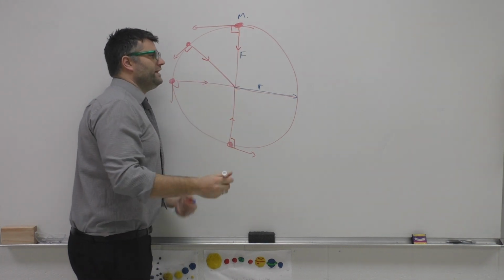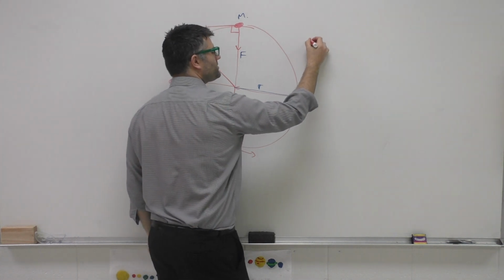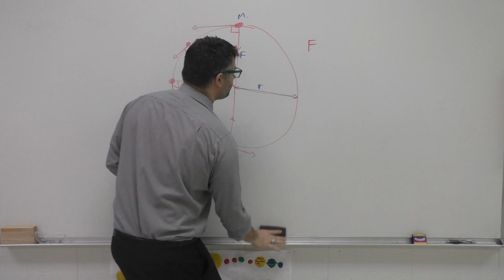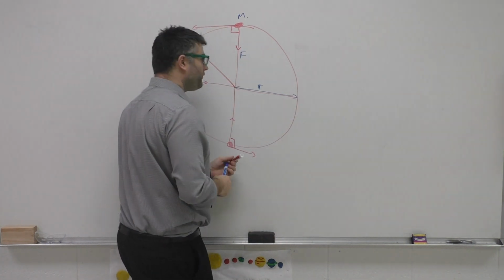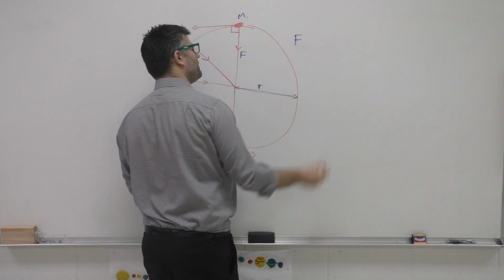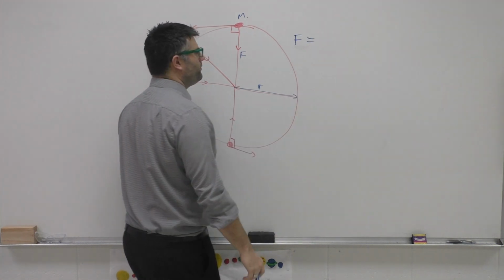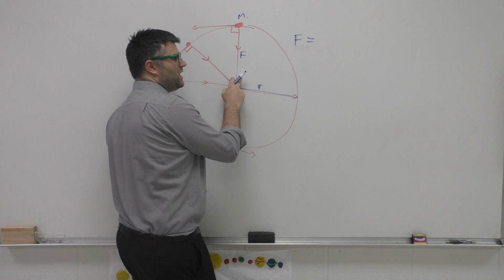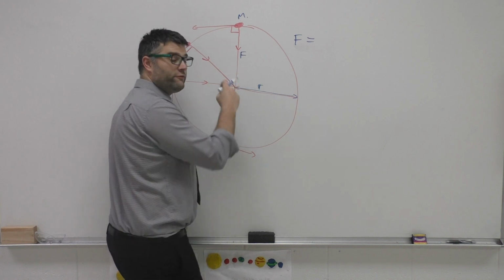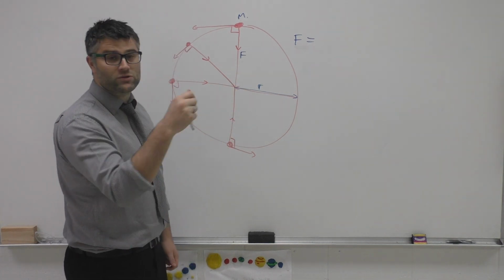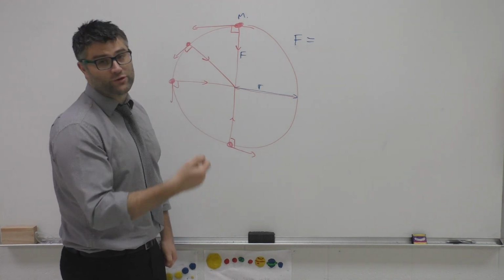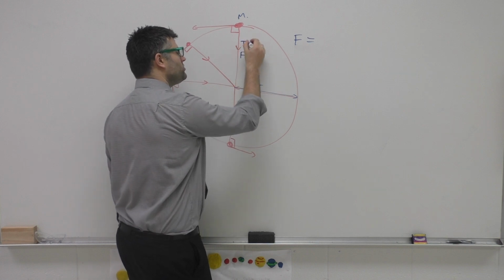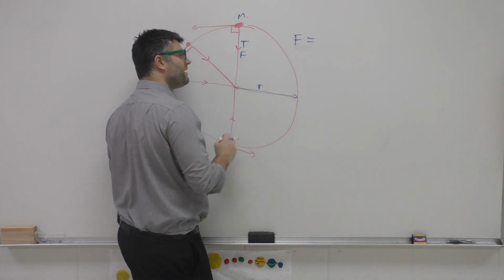Because effectively, the centripetal force is going to be equal to a mix of two other forces. What those forces are obviously depends on the situation. Now, we're talking about a ball or an object on a string, so we've got tension in this string pulling it that way.